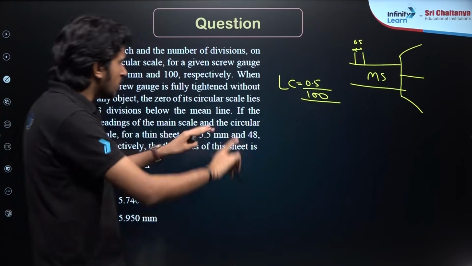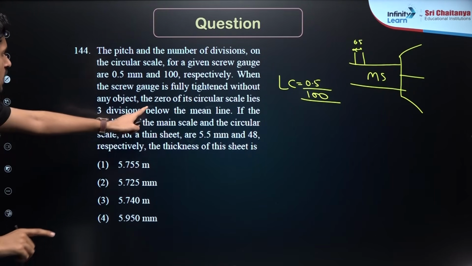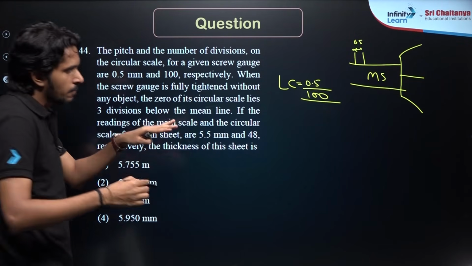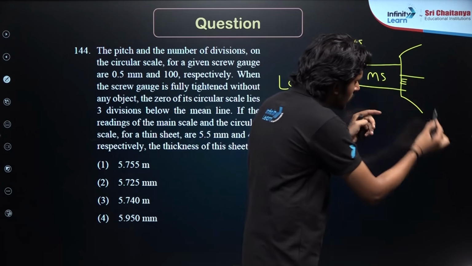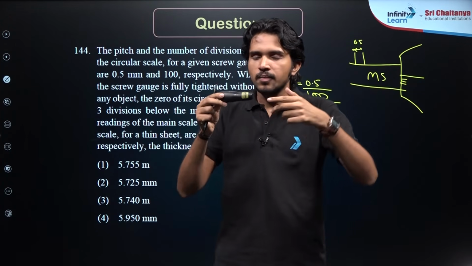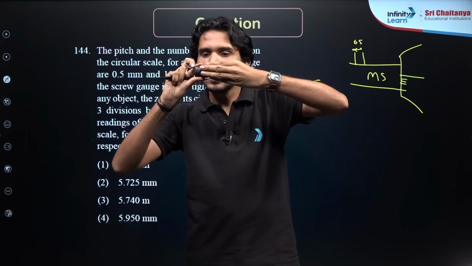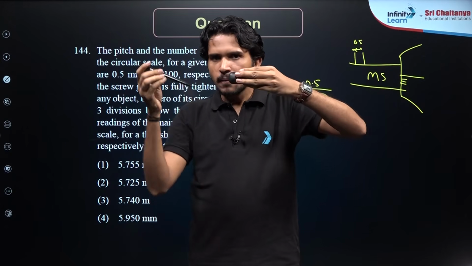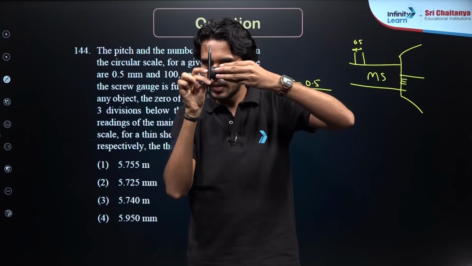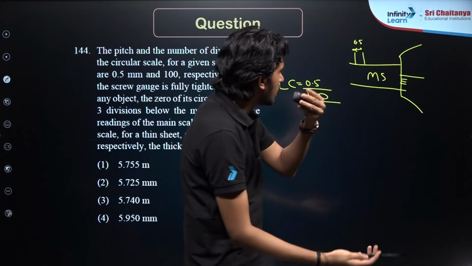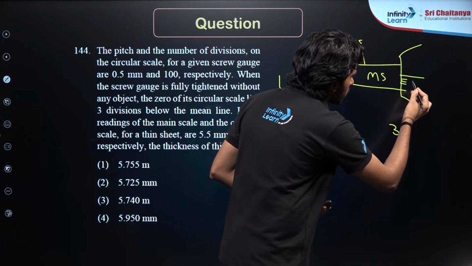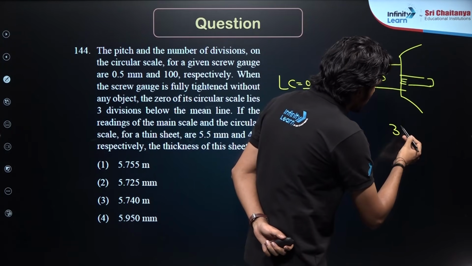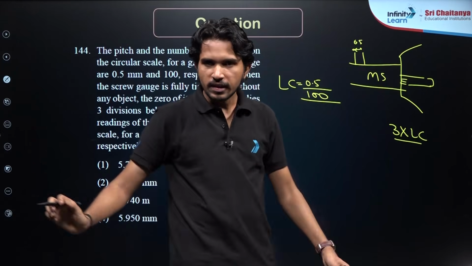Now we need to know the reading, but we have an error. The zero of its circular scale lies 3 divisions below the main line. If that lies below the main line, that means we have a positive error. That means, like this is the main scale, this is the circular scale, and it is already showing something. We haven't put anything to measure, like this pen, but still it has some reading, and that reading is 3 circular divisions. So what is that reading? 3 into LC.